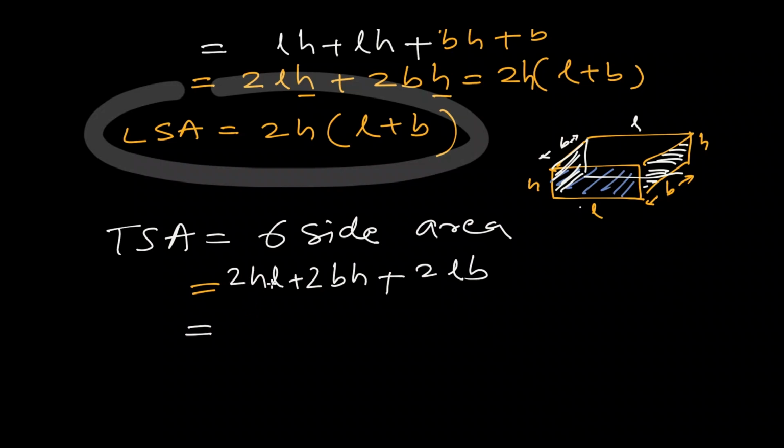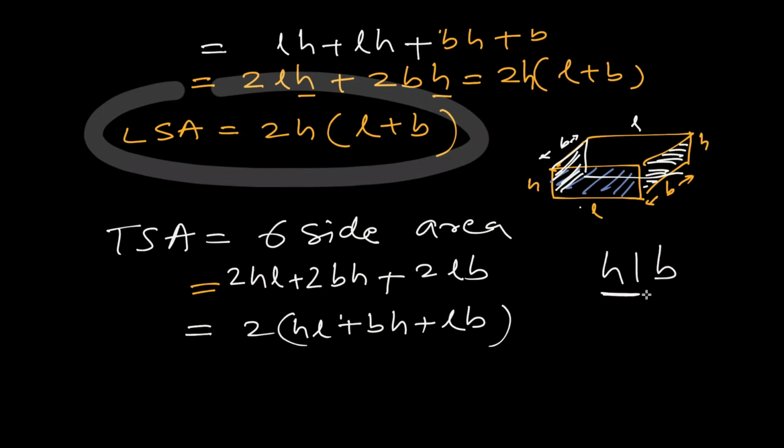Now take 2 as common. So it is going to be HL plus BH plus LB, because we have taken 2 as common. Now, if you can't remember this formula, then you can consider HLB. First, we multiply HL, then LB, then BH. So it is going to be 2(HL plus LB plus BH). This is going to be the total surface area.